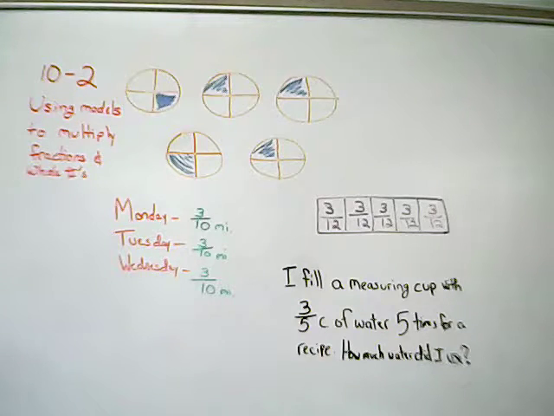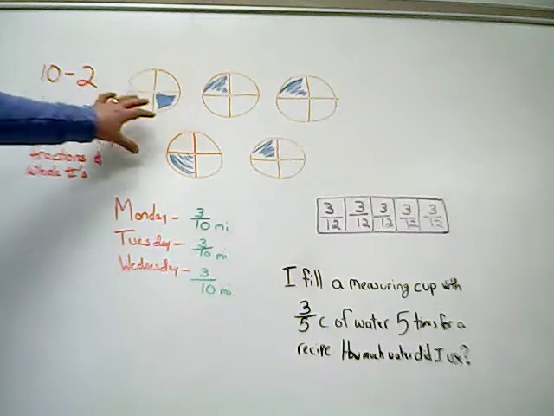Today we're going to talk about using models to help us multiply fractions and whole numbers together. In a previous lesson, we learned how to multiply whole numbers with unit fractions. Remember, a unit fraction is a fraction in which the numerator is 1. It's one part of the whole thing.